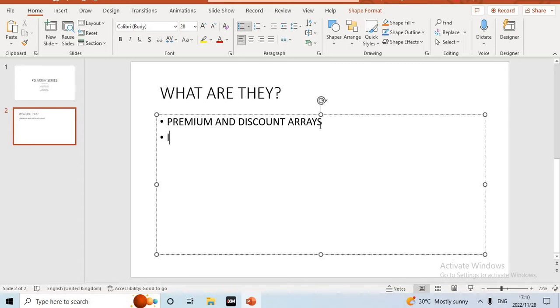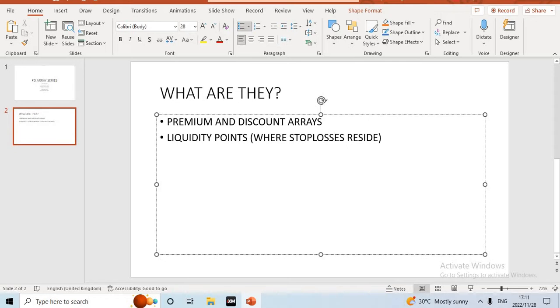They are also liquidity points, right? What does this mean? Liquidity points where stop losses reside. Where do stop losses reside?